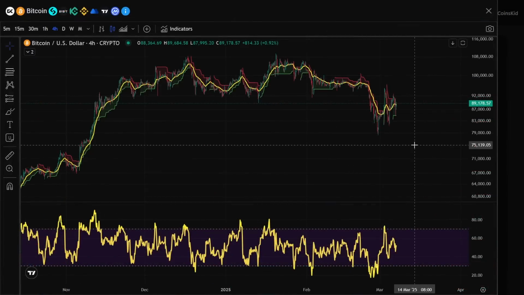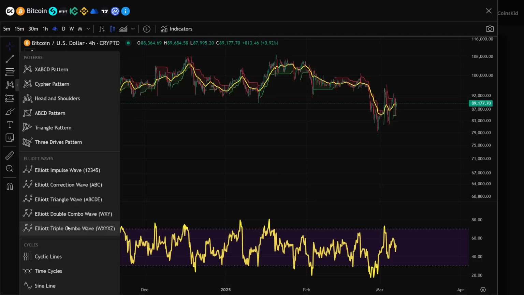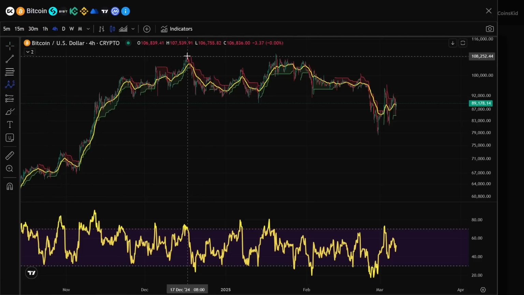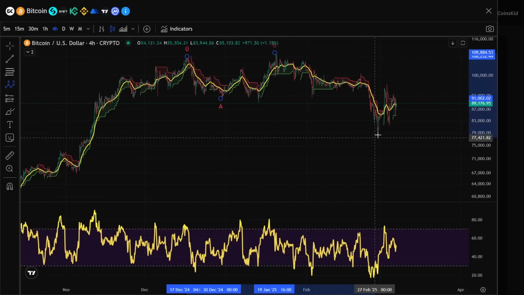So there's a couple of charts I just want to show you. Firstly is a Bitcoin chart, and I'm just looking at this as confidence of the fact that I think the ABC correction's in here. What we've been in since December is an A wave down, a B wave high, and a C wave drop.